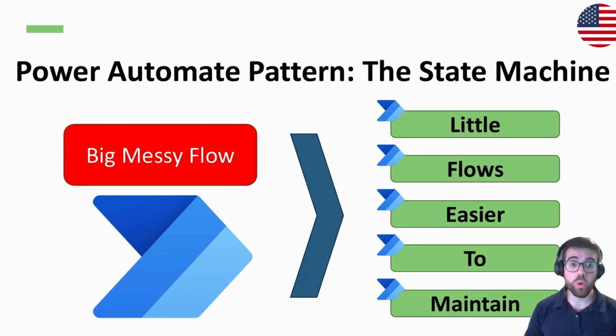Power Automate. The goal is to avoid having those big messy flows and instead build it in a more decoupled fashion, having little flows that together fulfill this bigger functionality. The advantages are going to go from being easier to develop, to maintain, and to extend newer functionalities to, of course, having an easier way of doing error handling.